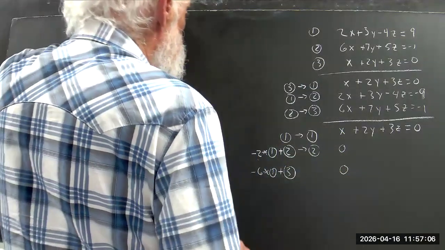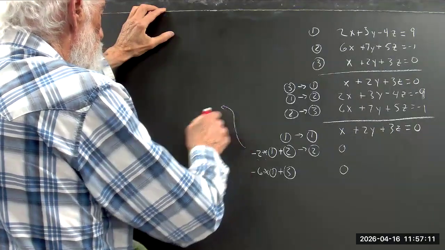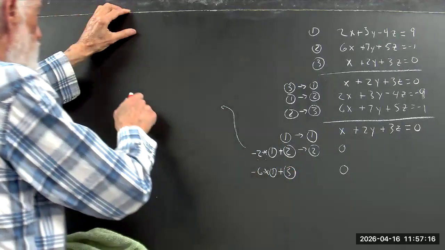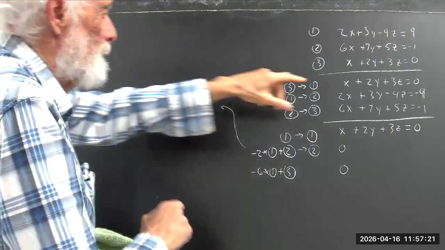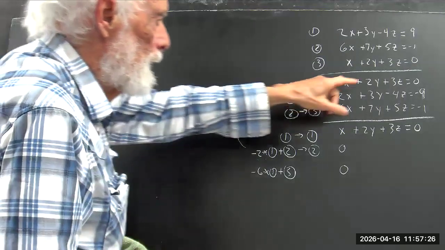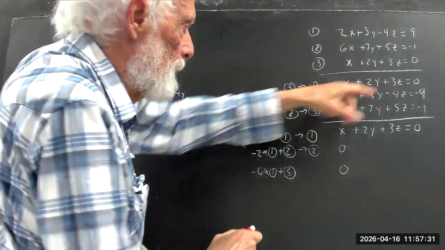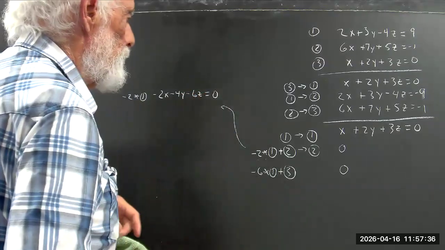Now we've got to figure out what else goes in each of these equations. So let's see, -2 times equation 1 plus equation 2. Let's do that over here. -2 times equation 1 is what? -2 times x is -2x. -2 times 2y is -4y. -2 times 3z is -6z. -2 times 0 is still 0.